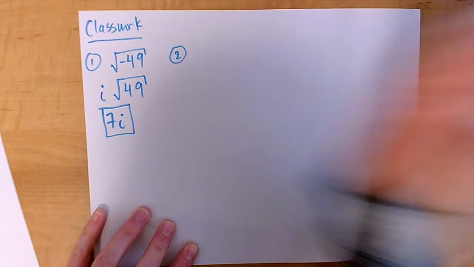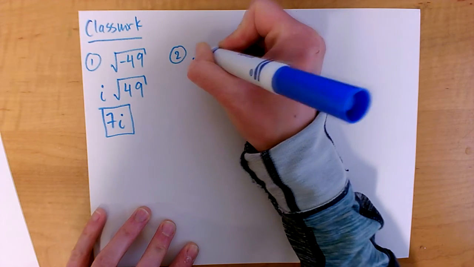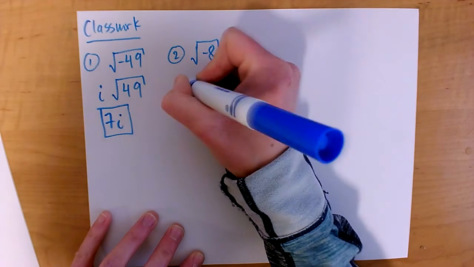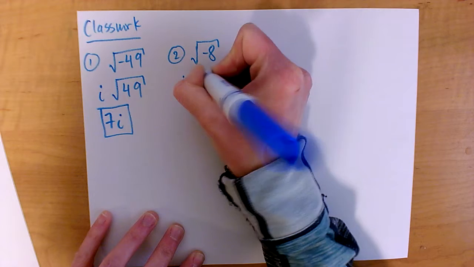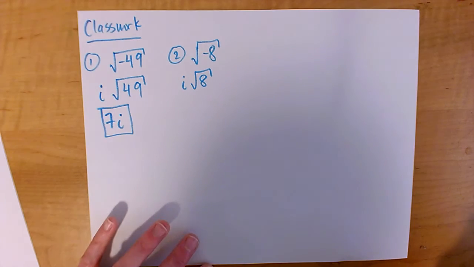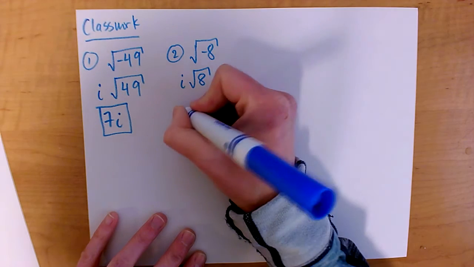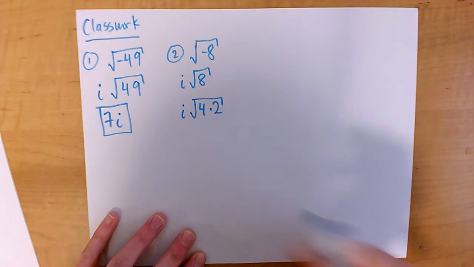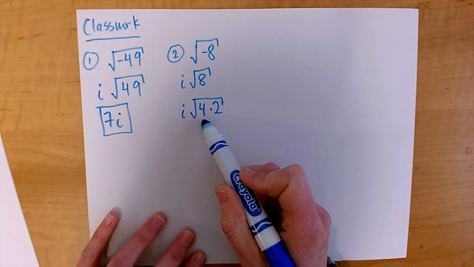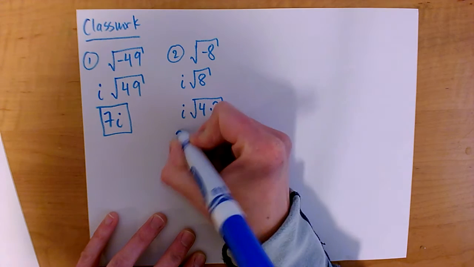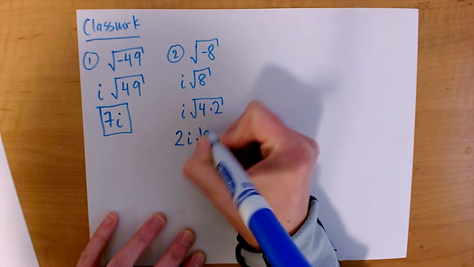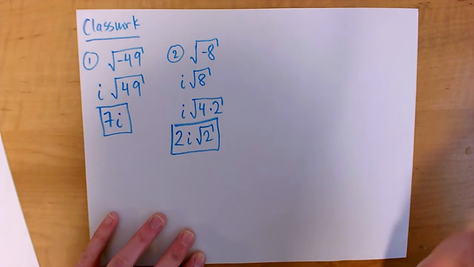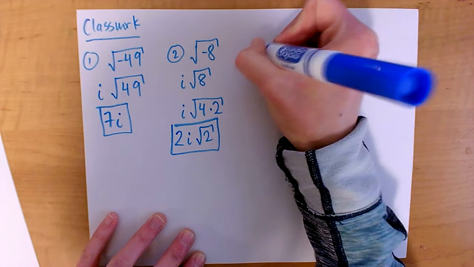For number 2, we have the square root of negative 8. The first thing I want to do here is take my i out again. So I have i root 8, and we know 8 is not a perfect square, so we'll rewrite it as 4 times 2. And we can take the square root of 4 and pull that out. The square root of 4 is 2, so I'll have 2i root 2. And there's our answer there, and we're all done.